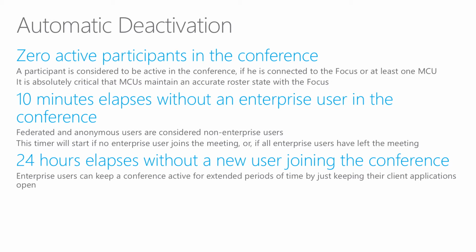1. 0 active participants in the conference. A participant is considered to be active in the conference if they are connected to a focus or at least one MCU. 2. 10 minutes elapses without an enterprise user in the conference. An enterprise user is defined as a user belonging to the company of the organizer. Federated users and anonymous users do not count as enterprise users. 3. 24 hours elapses without a new user joining the conference.